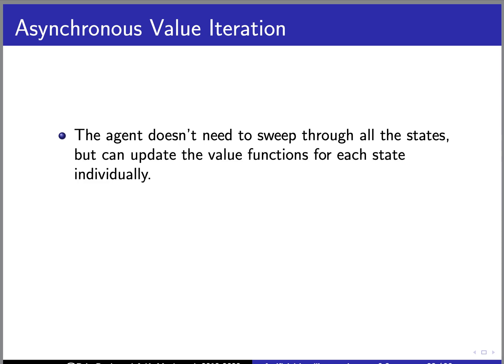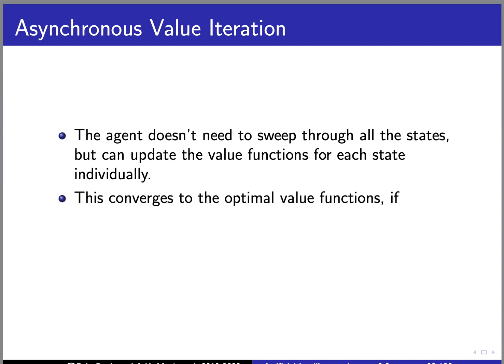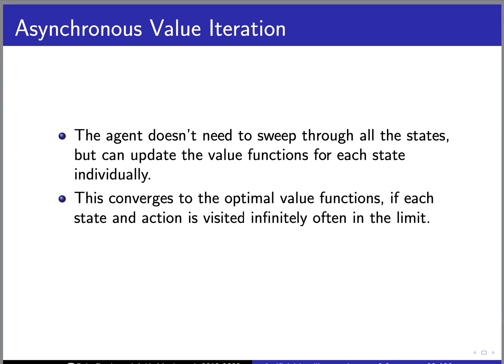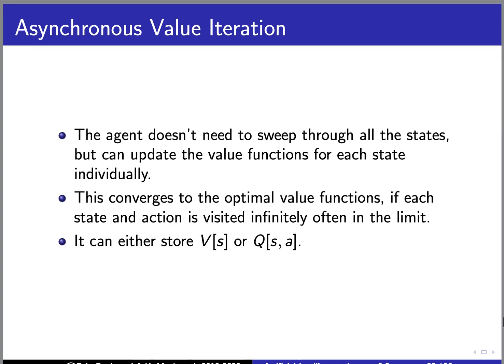Here's another algorithm. It turns out the agent doesn't need to sweep through all the states. You can update the value functions for each state individually. You can do them separately. And this converges to the optimal value function if each state and each action are visited infinitely often. So you can't just ignore some states. But as long as we do this, we can update our value function arbitrarily. And we can either store the value function or the Q function.